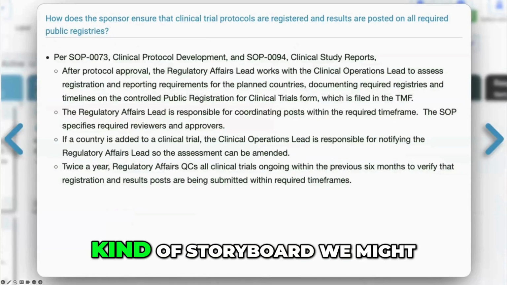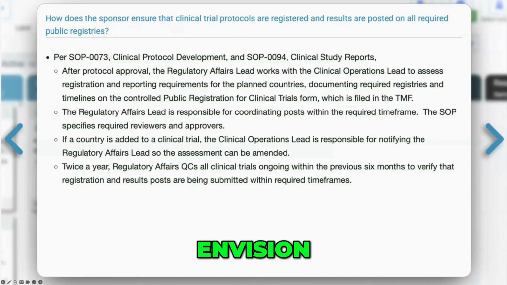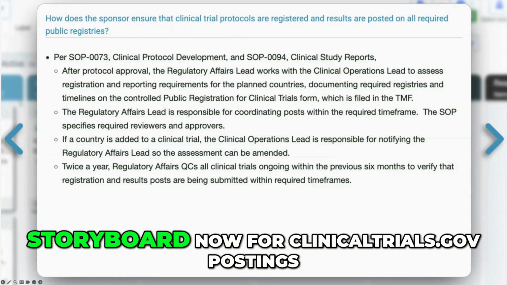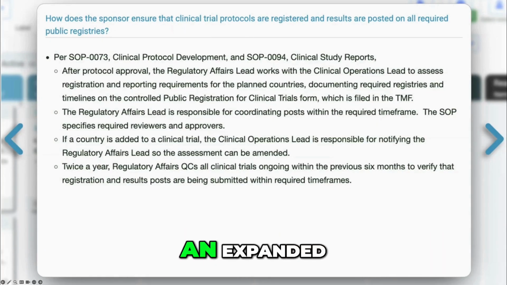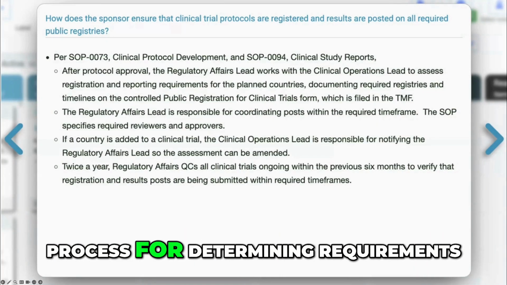So this is the kind of storyboard we might envision. We actually developed this storyboard for clinicaltrials.gov postings, but this just reflects an expanded process for determining requirements.